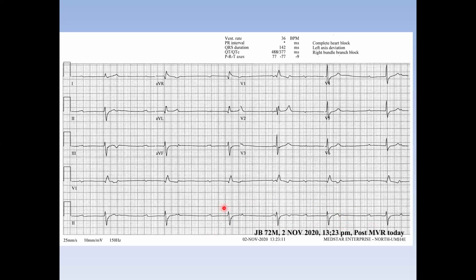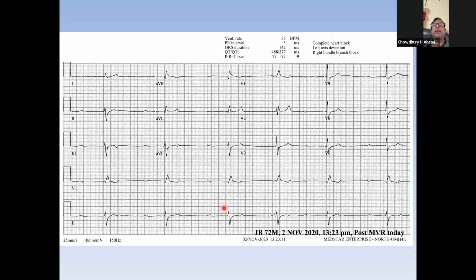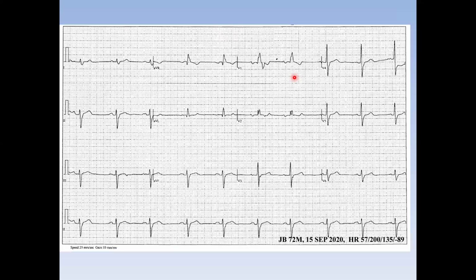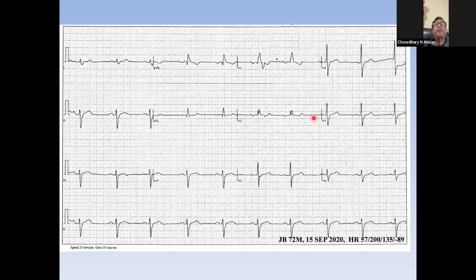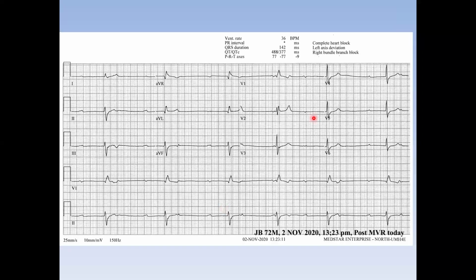The patient was sent to me because I was the EP doctor, and their question was, do you want to put a pacemaker in this person? Was there a right bundle before? Did the patient have right bundle before the surgery? Yes, before the surgery. Right bundle with left axis deviation, so it is old.